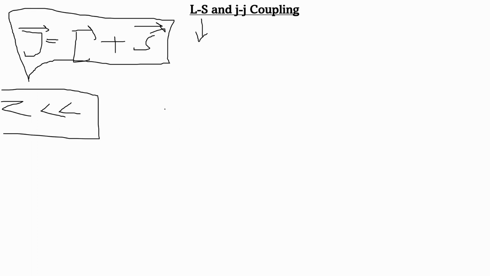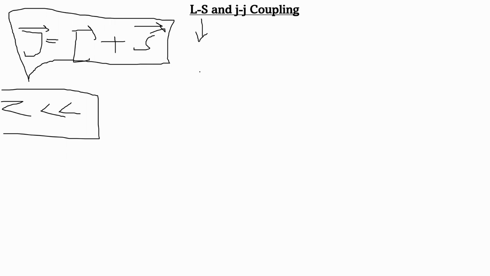In case of lighter atoms, there are a few electrons present, and in that case, the individual orbital and individual spin angular momentums get added up to form the total angular momentum capital L.